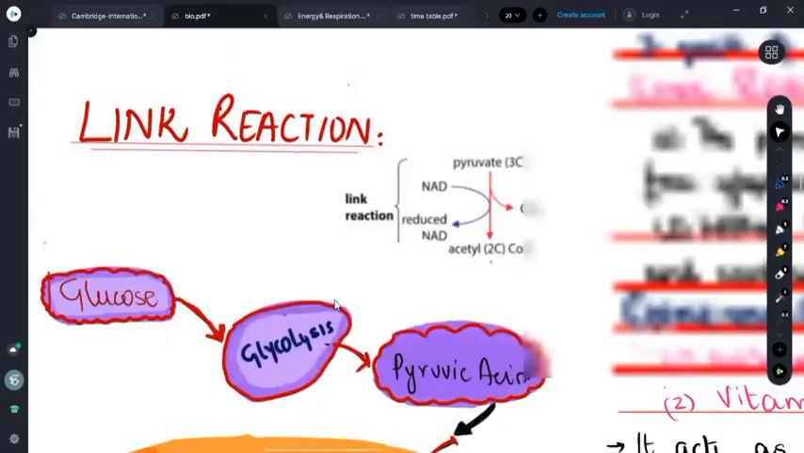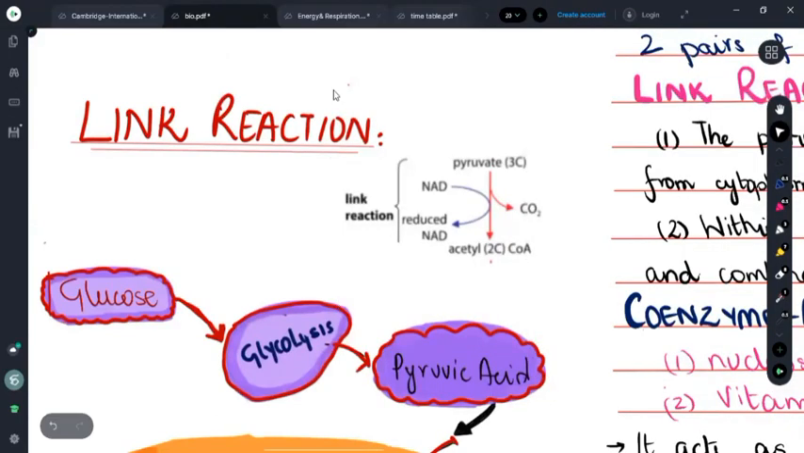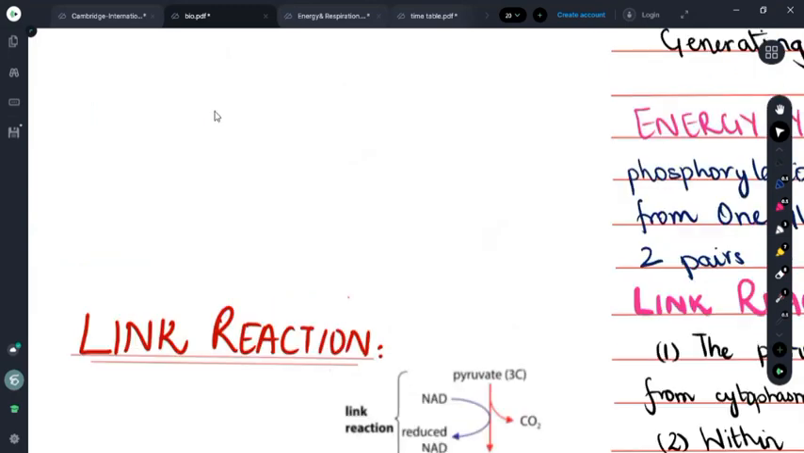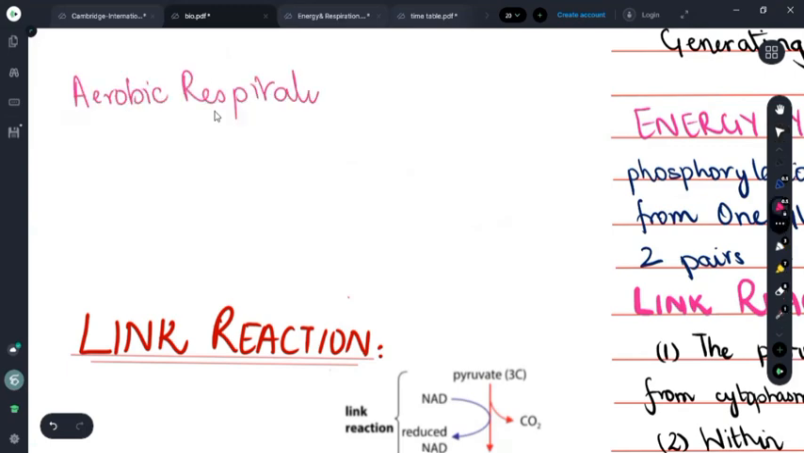Okay, so today we are going to study the topic link reaction. Now, giving it an overview of the topic. In the previous topic, we studied that aerobic respiration consists of 4 stages, which include the first one, glycolysis, which we studied in detail in the last class.